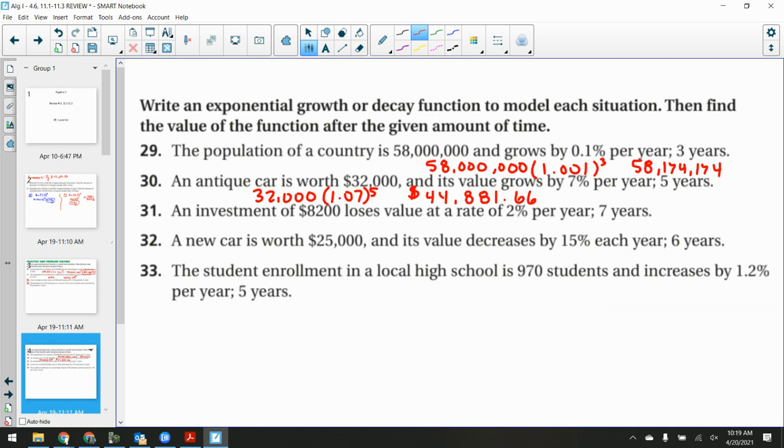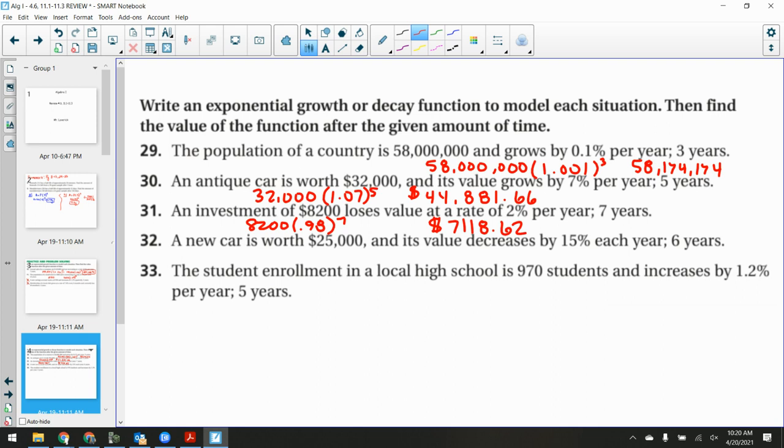Number 31, Mackenzie, what did you get for the investment of $8,200 losing value at 2% rate? 7,118 plus. Good. 7,118. Good. That's 8,200. Now, this one is a 1 minus 2%, so it's 0.98 raised to the 7. So if you got like 0.8 or negative something, don't do that. It's got to be 0.02, excuse me, 1 minus 0.02.